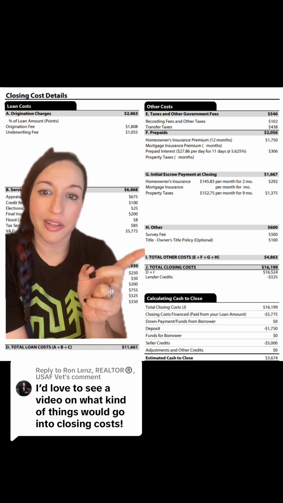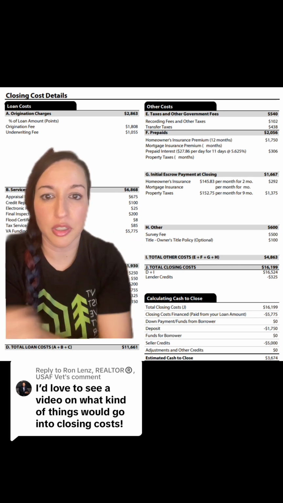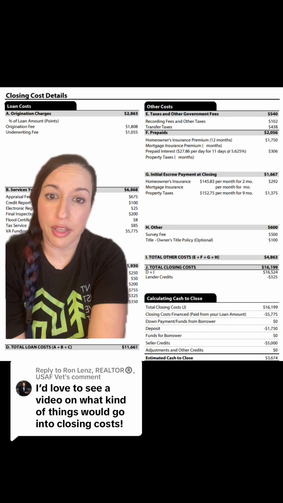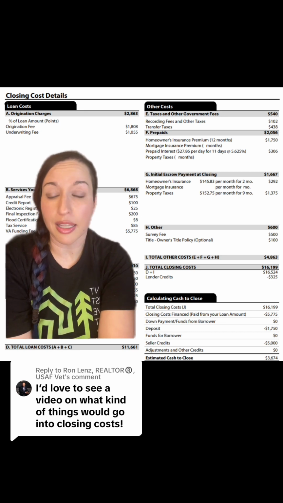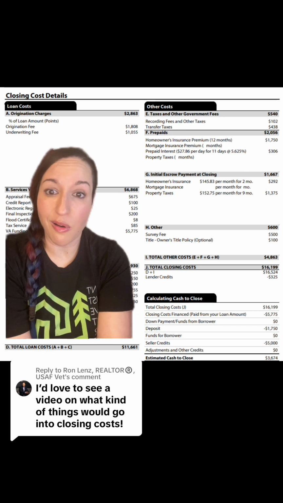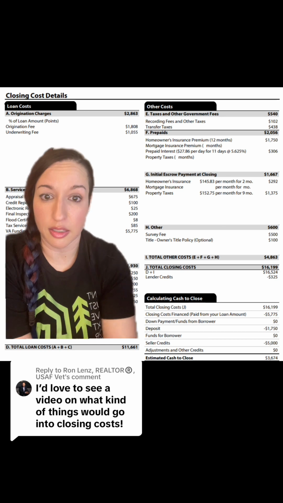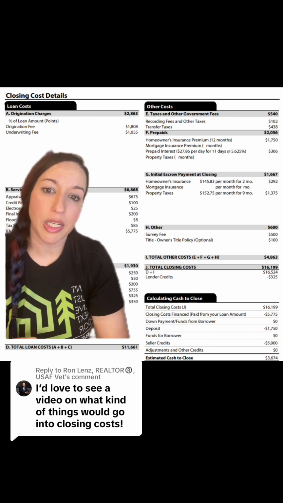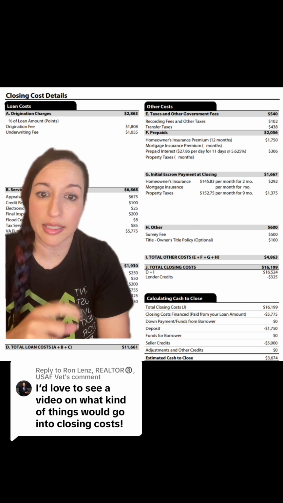Over here in other, this is just where they're gonna put any miscellaneous fee that doesn't fit the box of the others. So in my scenario, I had a survey fee and then the owner's title insurance policy, which covers us in case there's an old lien against the home or an old judgment against the home. We're covered because title's telling us there isn't. And then last but not least, you can see here in J, we had a lender credit on ours, so that's where that's gonna be listed.